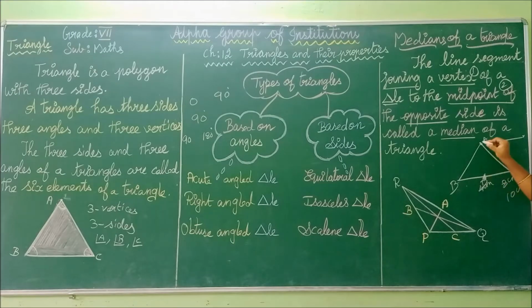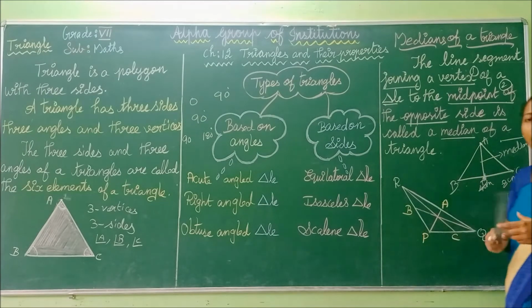Now I am going to join the vertex and the midpoint. See here. So this is the line segment joining a vertex to the midpoint of the opposite side of a triangle. This line is said to be the median. Do you understand, children? Once again I am explaining. The line segment joining a vertex of a triangle to the midpoint of the opposite side is called the median of a triangle.